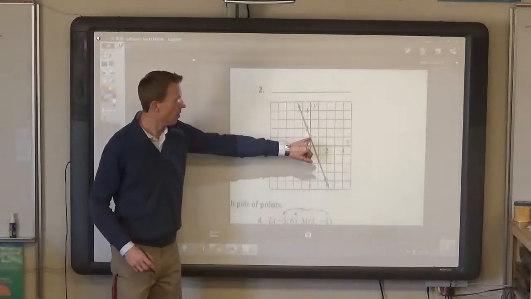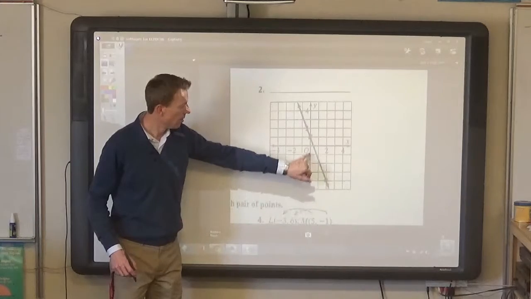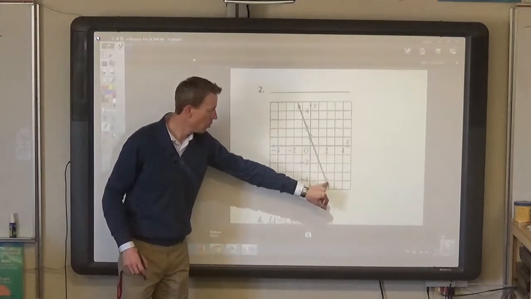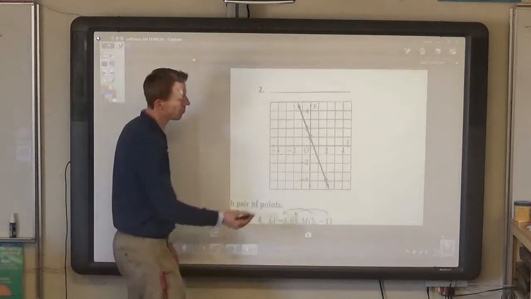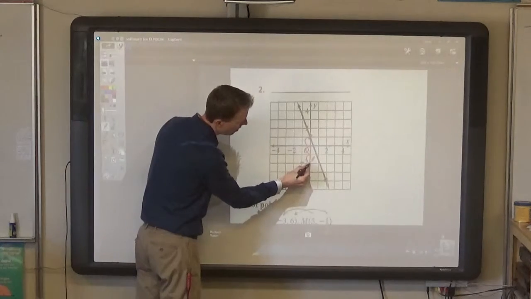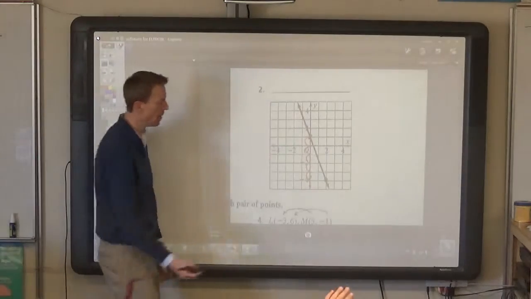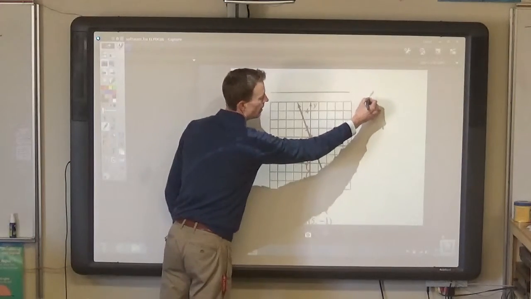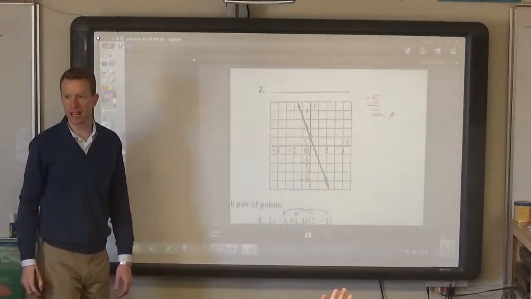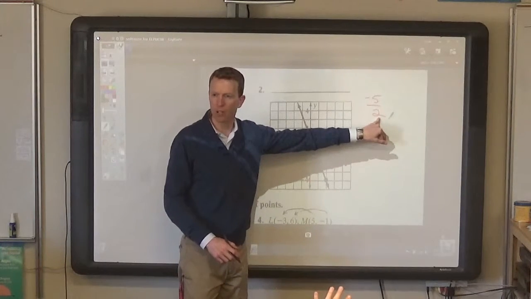A point is marked at 1. So 0, 1, and 2, -4. So if we count, this goes 1, 2, 3, 4, 5, and then over 2. -5 over 2. Now in this case, we can leave this because this is in simplest form. We can't reduce these numbers at all.